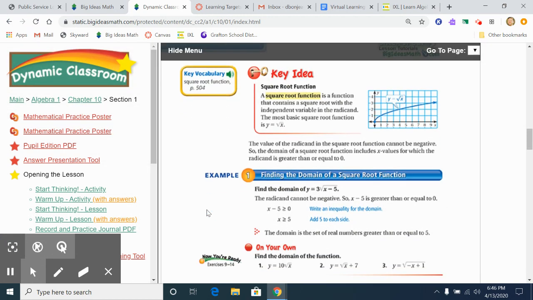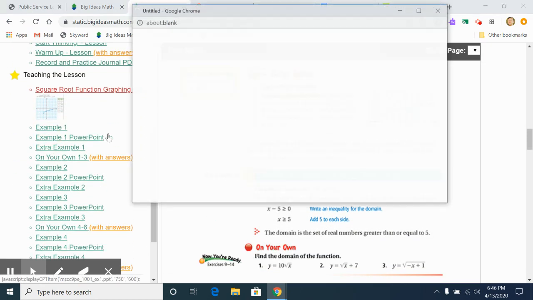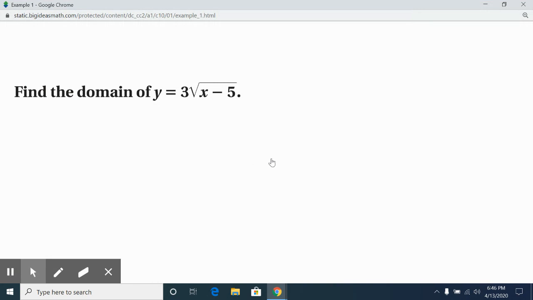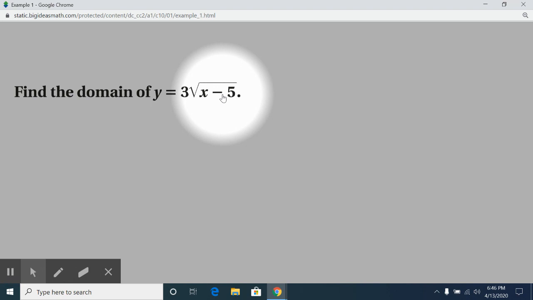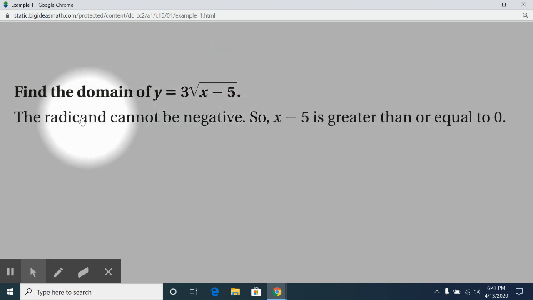Here's what we're going to do. Let's open up example 1. What's underneath the square root symbol is x minus 5, the only thing underneath it. If we know that can't be negative, we can write an inequality saying that x minus 5 must be greater than or equal to 0, saying that what's under here cannot be a negative number. So to find domain, we're going to write an inequality.